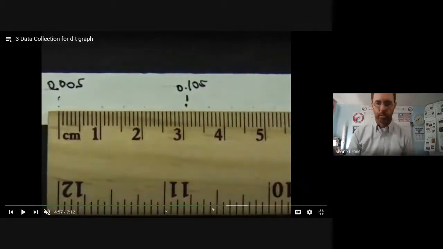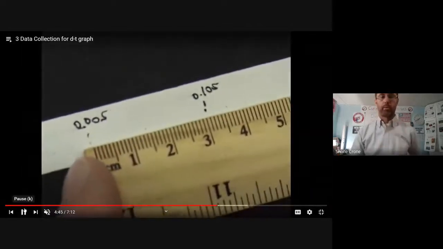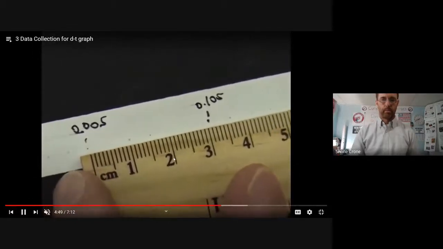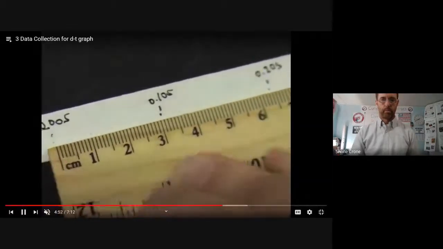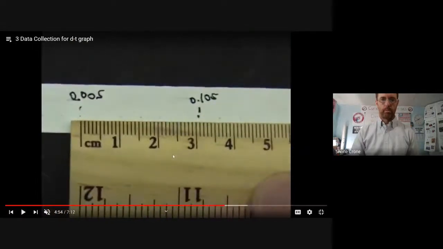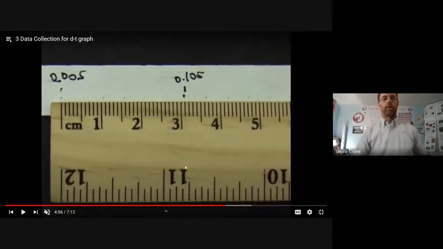Okay, let me back it up just a pinch. I don't like this. I'm just trying to find where the marker is going to be in the middle. That's what I'm trying to. Oh, there you go. Perfect. Okay.